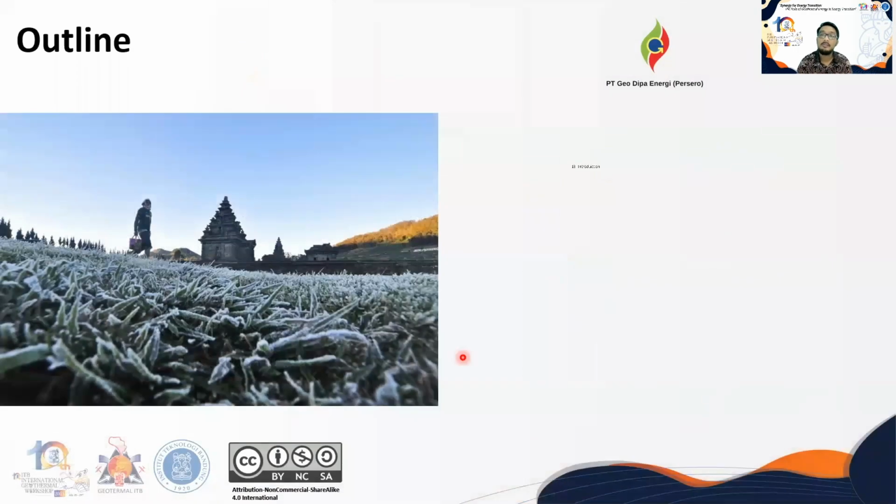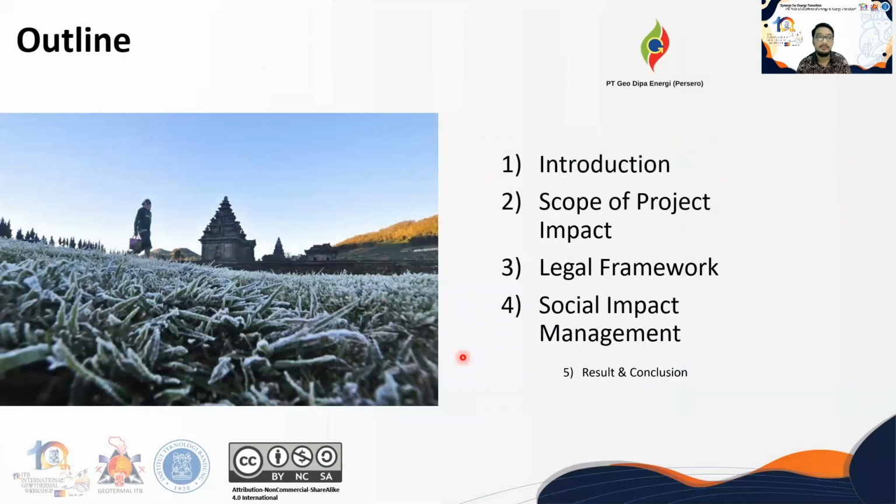So here's the outline for today's presentation. We divide it into 5 chapters. The first is the introduction. There will be a short explanation about the project, and its scope is in the second chapter. The third is the legal framework. Fourth, social impact management, which is actually the main discussion, the main topic of this paper. Last is the result and its conclusion.